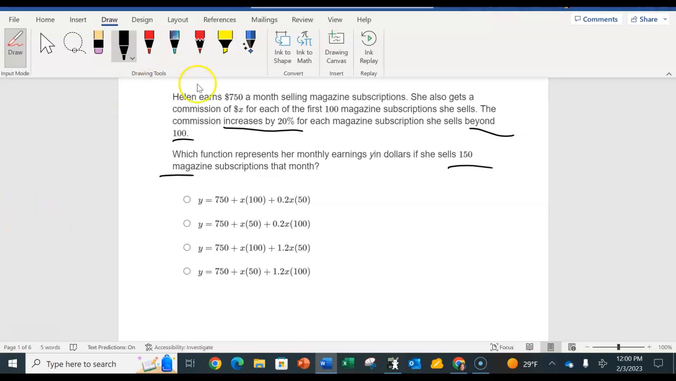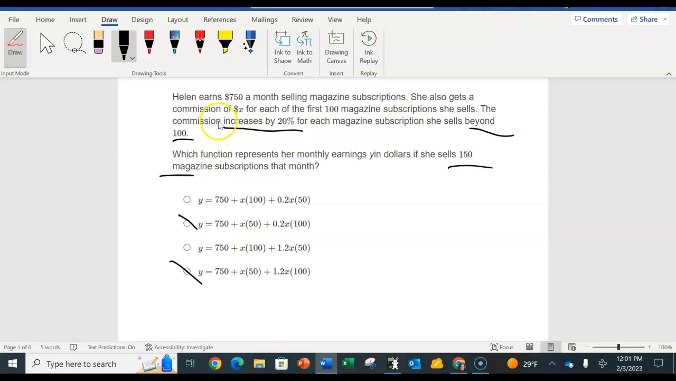Okay, so we know that she's going to earn $750 right off the top. So that's her monthly salary. So you can see again here, all of them start with $750. She's going to earn $750 if she doesn't sell any magazines. Okay, but then it says she gets X dollars for each of the first 100 magazines. So you can eliminate this one and this one because this one says X for 50 magazines. So it has to be this one or this one.